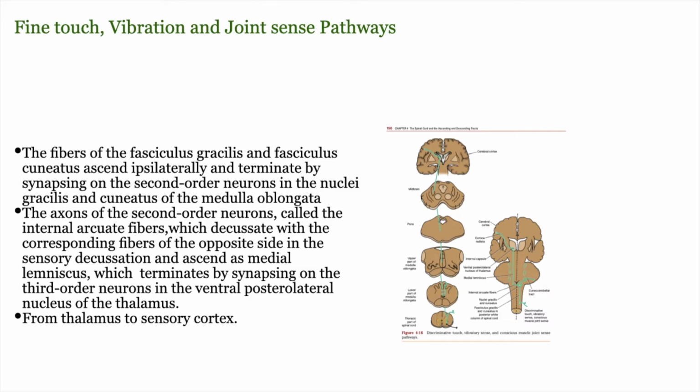These fibers ascend ipsilaterally and terminate by synapsing on the second order neurons in the nuclei gracilis and cuneatus of the medulla oblongata. The axons of these, called the internal arcuate fibers, decussate with the corresponding fibers of the opposite side at the sensory decussation in the middle level of the medulla, and they ascend as the medial lemniscus. This terminates by synapsing on the third order neurons in the ventro-posterolateral nucleus of the thalamus. From the thalamus, it proceeds to the sensory cortex.